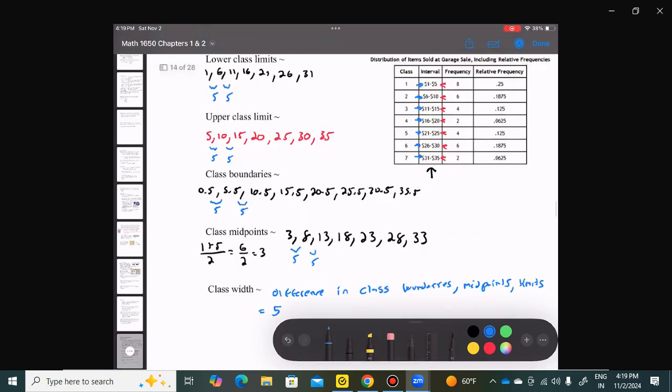All right. So low class limits, lowest number in the class. Upper class limit, highest number in the class. Class boundary is the difference between one class to the next, including the end. Class midpoint is the average of the lower and upper class, or the midpoint of that class. And then class width will separate one class from the next in all those categories.